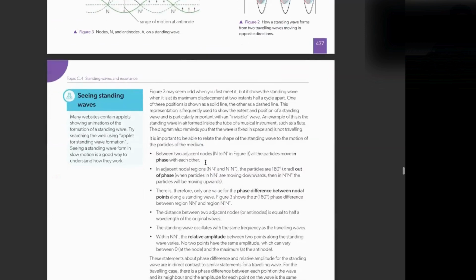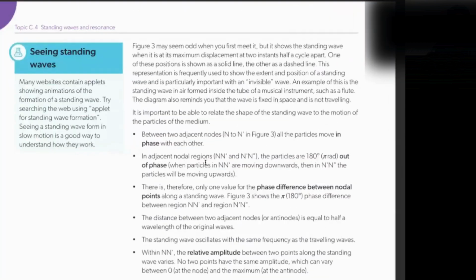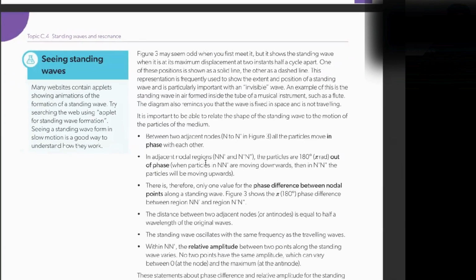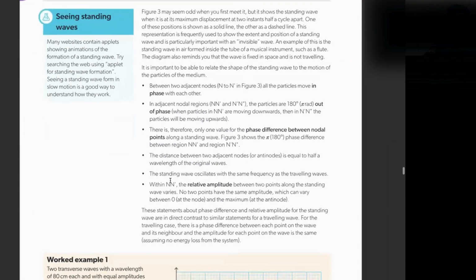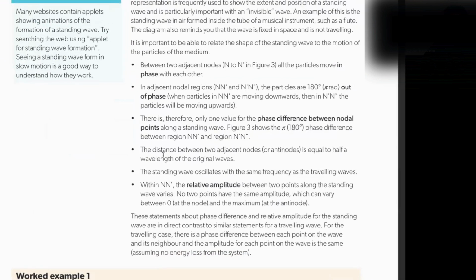Next, there is therefore only one value of phase difference between nodal points. That's what I told you. Between two nodal points, everyone will have a 0 angle, so there is only one value of phase difference they are going to have. Now, these last three points are very important. The distance between two adjacent nodes or antinodes is equal to half of the wavelength of the original wave. Mark it. Very important.